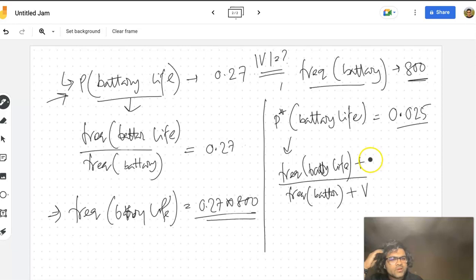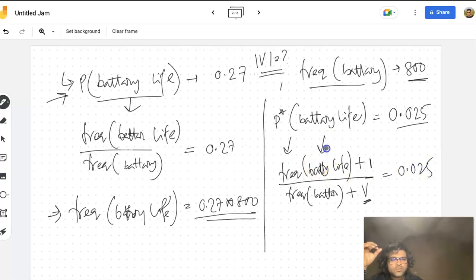There is another thing. They are just adding something here. This is the formula of Laplace smoothing. We are just adding one here, and we are adding this V here. I'm just assuming we are going with add-one Laplace smoothing. That's why we are adding one and adding V here. And this is basically 0.25.